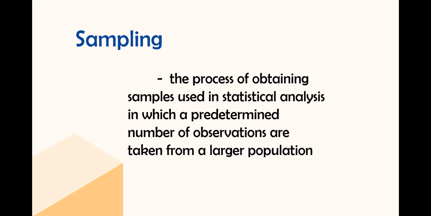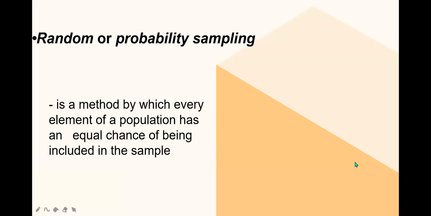Now, we're going to discuss the different kinds of sampling techniques. Number one is what we call random or probability sampling. Sir, what is this random or probability sampling? It is a method by which every element of a population has an equal chance of being included in the sample. Meaning, every element or every respondent in your larger population has an equal chance of being included in your study. That is what we call random or probability sampling.